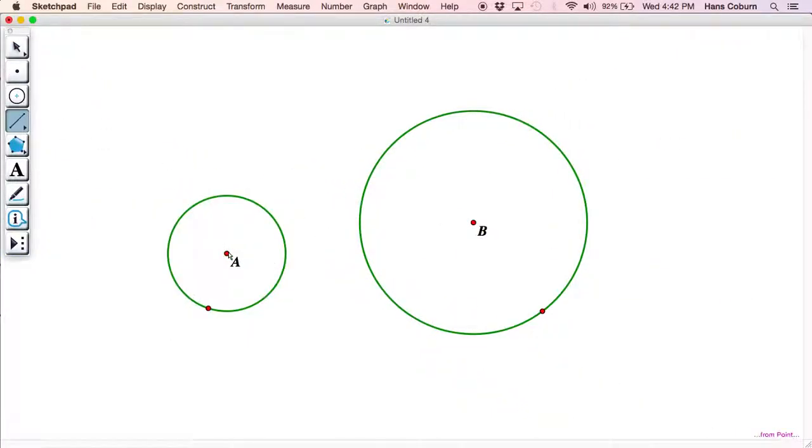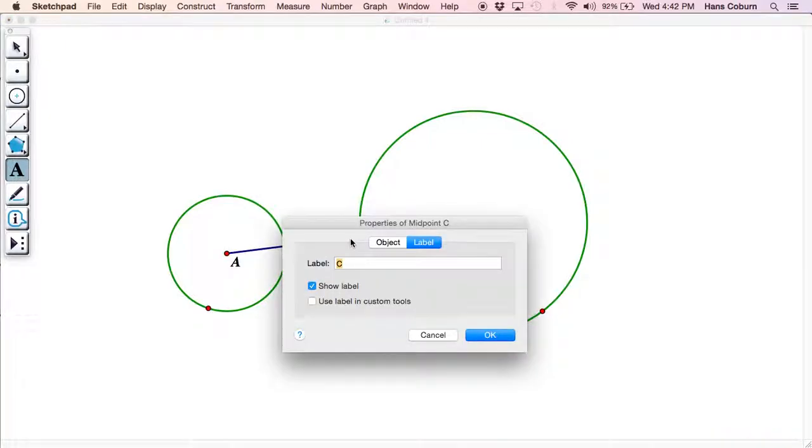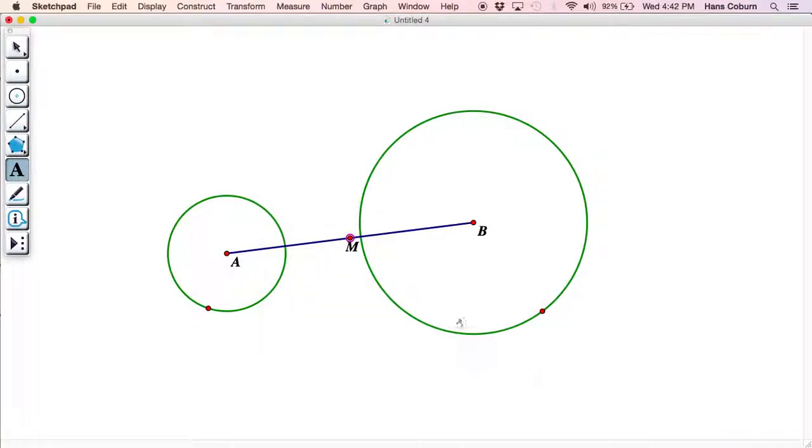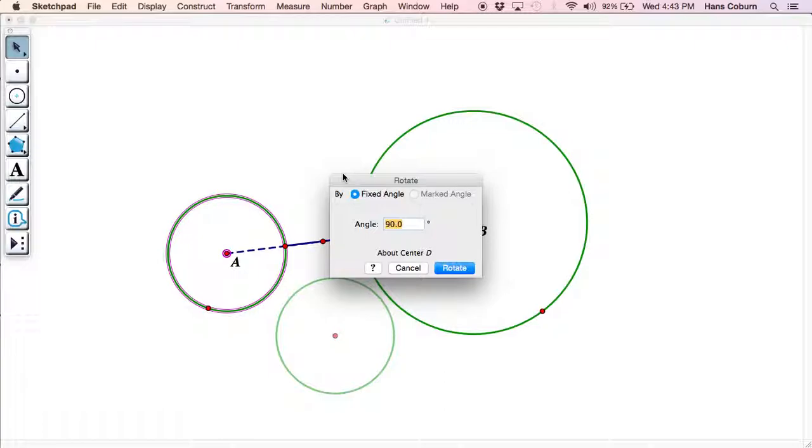We're going to start with a segment in between the centers of the circles, and I'm going to find the midpoint, and just for ease I'm going to call this M for midpoint. Now I'm also going to find the midpoint between the edges of the circle. So there's that point, and I'm not going to label it because we're only going to use it for a little bit. I'm going to rotate circle A around that point. I'm going to rotate it 180 degrees.